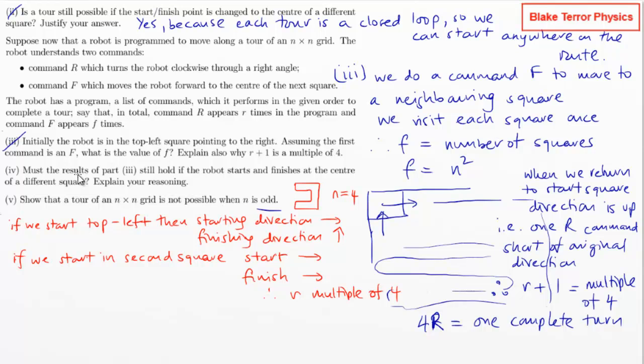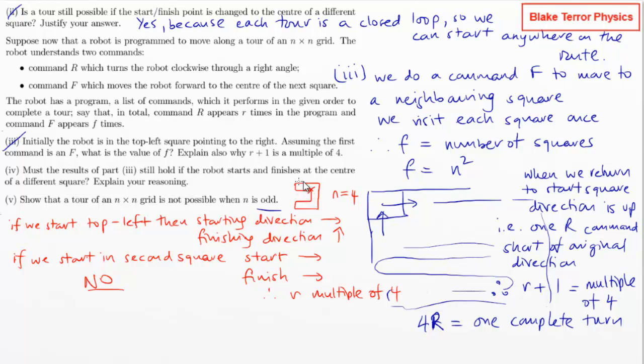Let's just double check on the question. Must the results of part 3 still hold if the robot starts and finishes at the center of a different square? Explain your reasoning. So that is just a big fat no. We don't have to go through any other squares. Say we started on the top right square, you'd start off pointing downwards. Oh, that would be the same. Have we got one where we're turning left? Yeah, if we started here, then you start pointing to the left and you come in pointing upwards. So that would be an R minus 1.